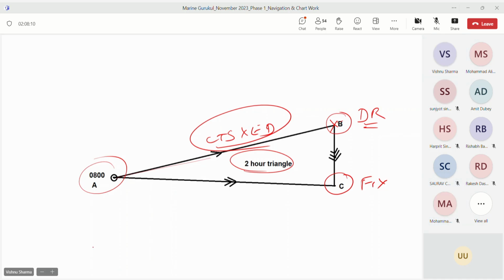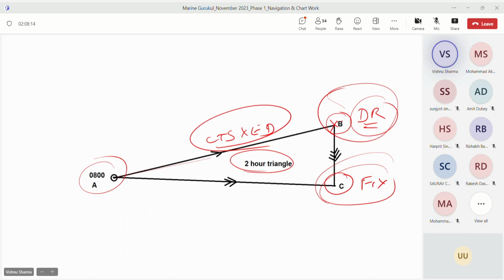Are these DR and fix for the same time? Whether it is after 2 hours or 1 hour or 3 hours or 2.5 hours, are the DR and the fix for the same time? Yes or no, beta? B and C are for the same time, no? If it is 2 hours, then B is DR for 1000 hours and C is fix for 1000 hours. Yes or no?